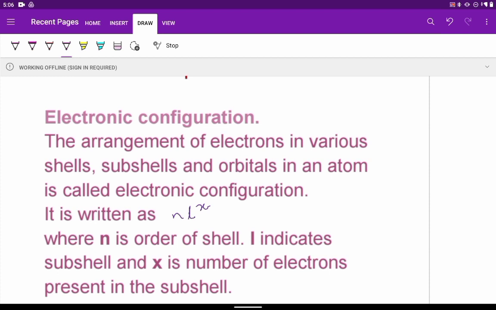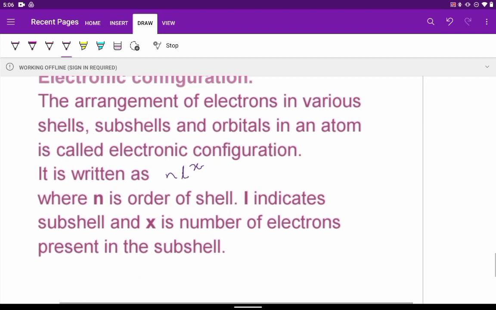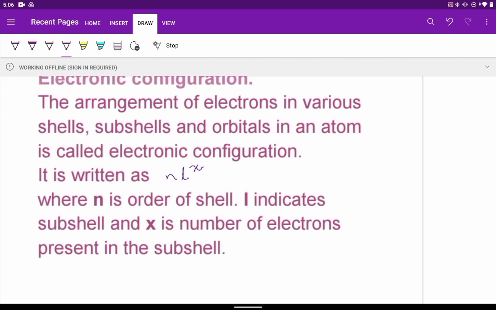It is written as nlx, with x on top. n is the order of the shell. l indicates the subshell. x is the number of electrons present in the subshell. So this is how we can write the electronic configuration.